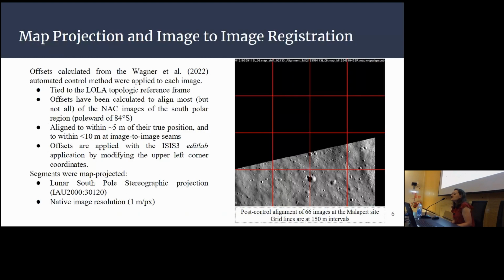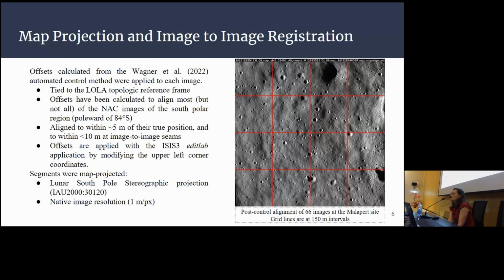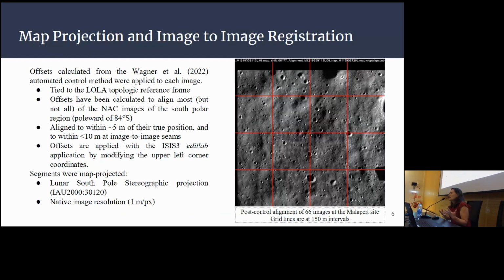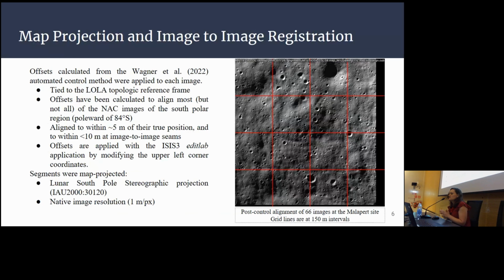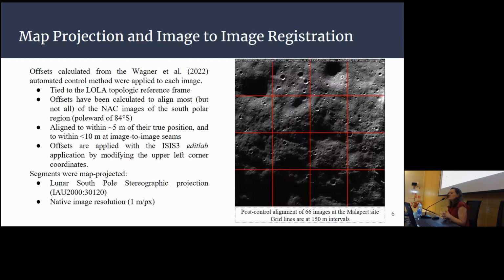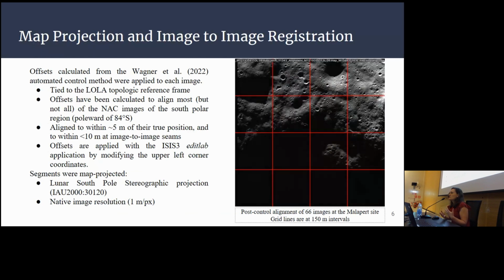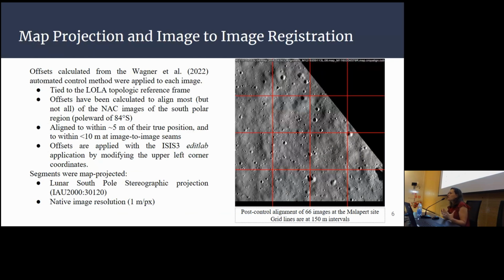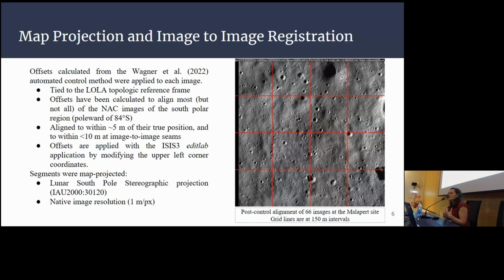So the next step was to do map projection and actually control the images so that they're correctly aligned with the 5-meter LOLA digital elevation models. We map projected them at 1 meter per pixel, and then we applied these offsets that were calculated by Wegner et al. He has an LPSE abstract on this brute force automated control method that we applied to each image.